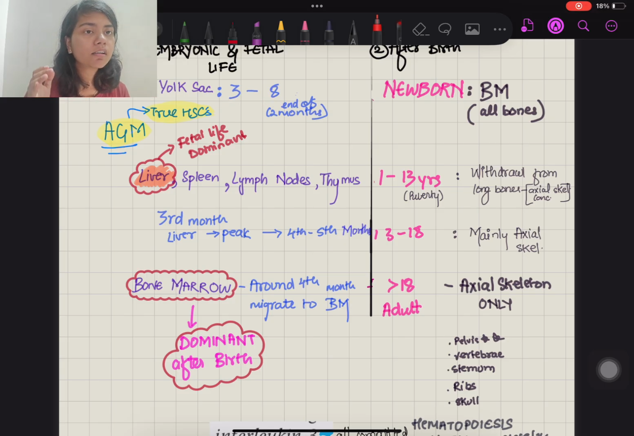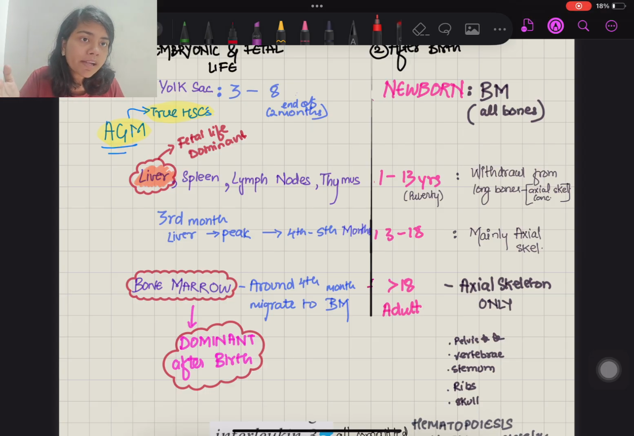But does the yolk sac have the true hematopoietic stem cells? So the answer is no. The yolk sac will not have true hematopoietic stem cells. The true hematopoietic stem cells will be synthesized in the AGM. What is AGM? A stands for aorta, G stands for gonads, and M stands for mesonephros. So here the true hematopoietic stem cells will be synthesized. Okay, so now the main precursor is synthesized.